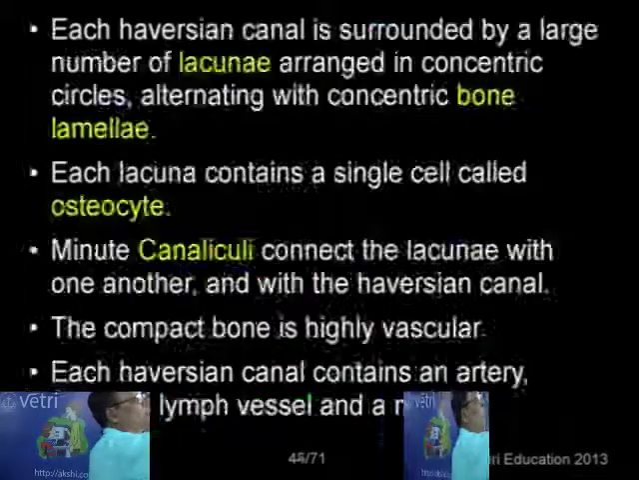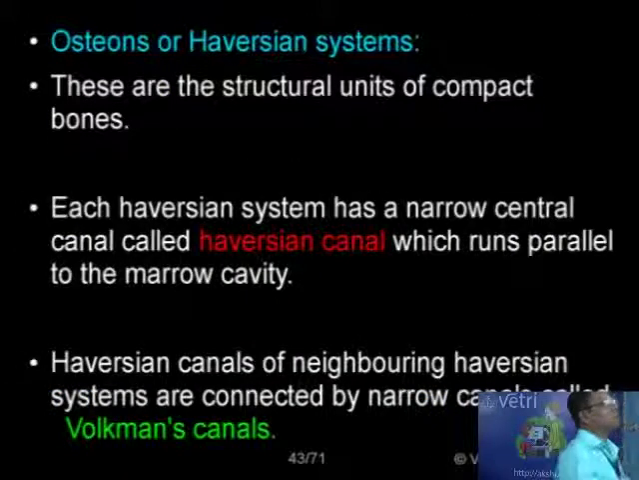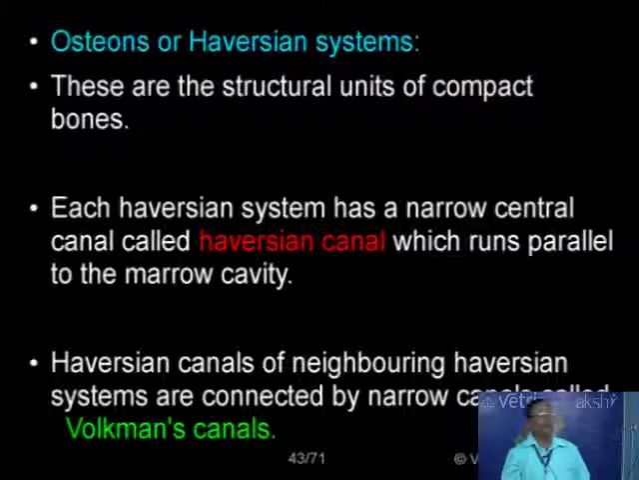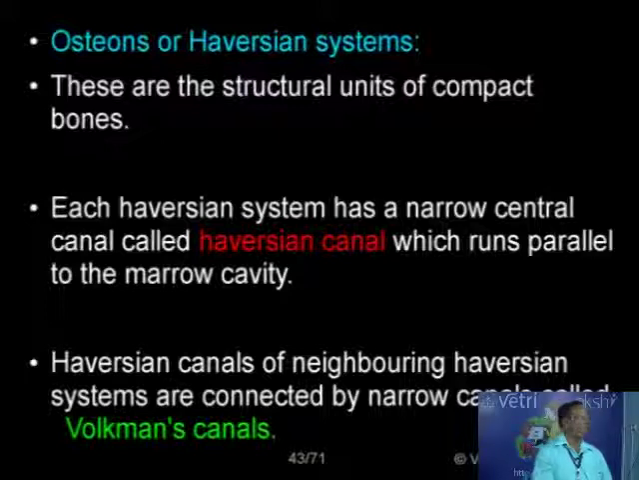Once again, we'll go back to the notes. Osteons are Haversian systems. These are the structural units of the compact bone, and we can even say the functional units of compact bone. Each Haversian system has a narrow central canal like this.